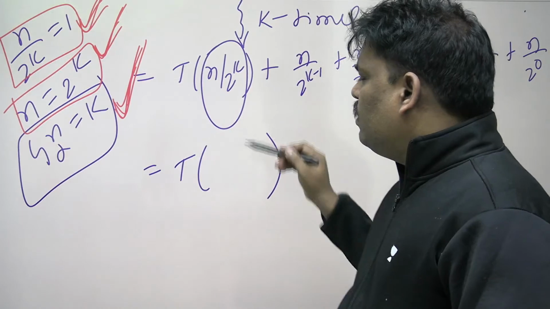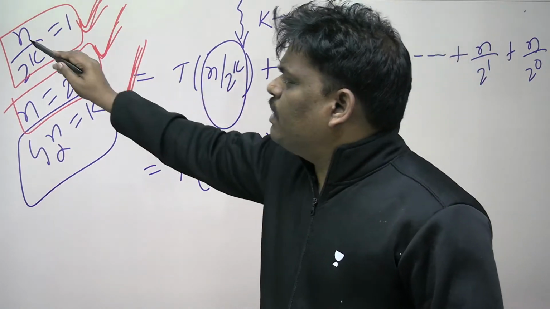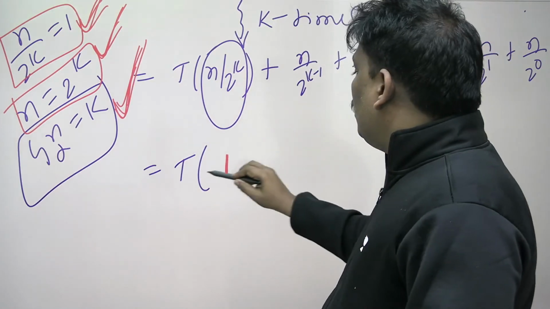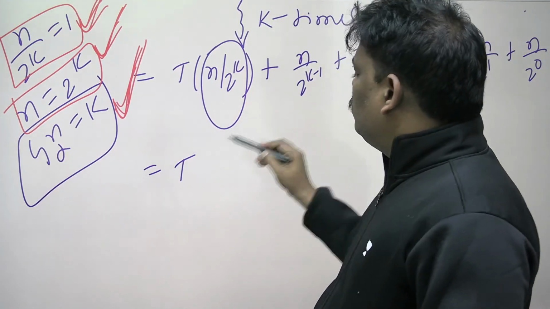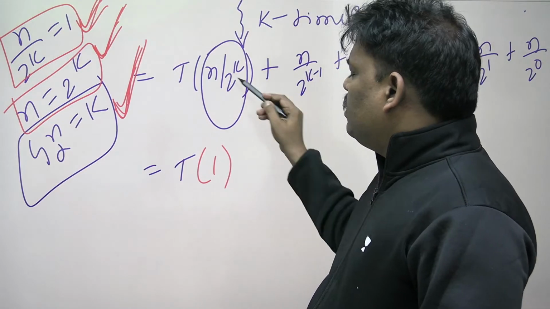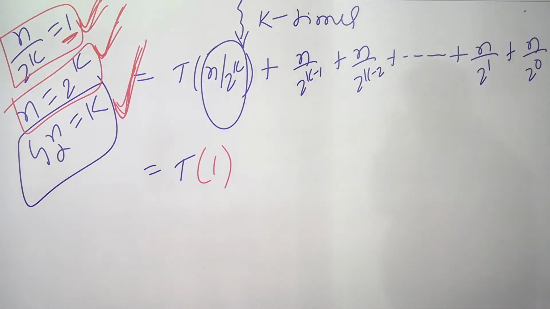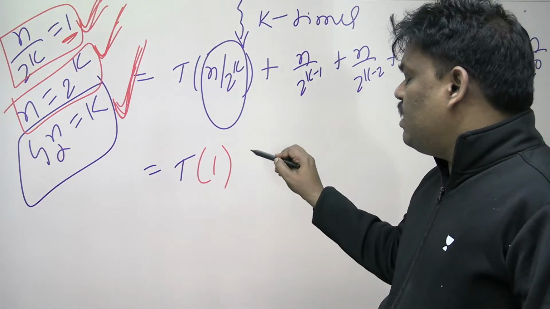Let me write now. N by 2 power k. See this one, N by 2 power k, it became 1. You can use any of the three. So T of 1, see, N by 2 power k is 1. All three are correct, anyone you can use. Right, fine. Next one. See everyone now.